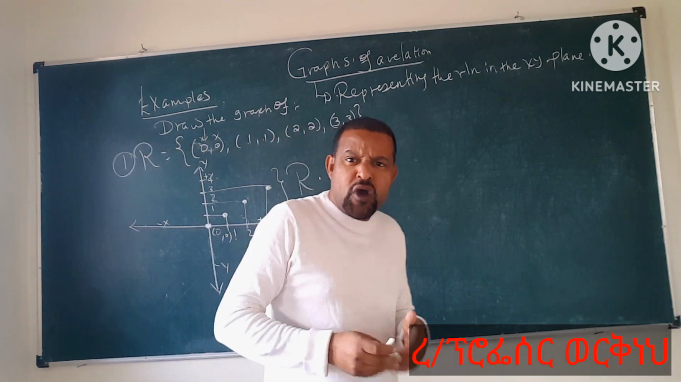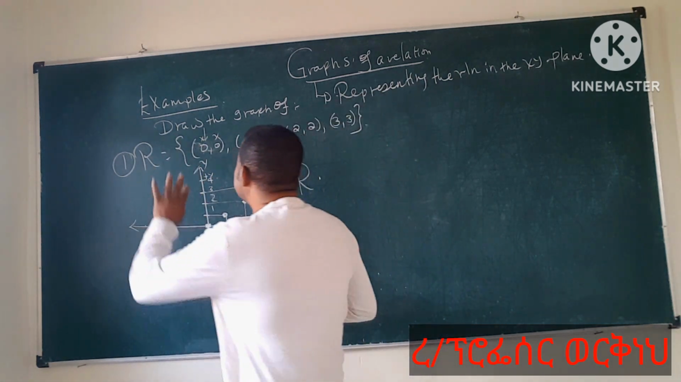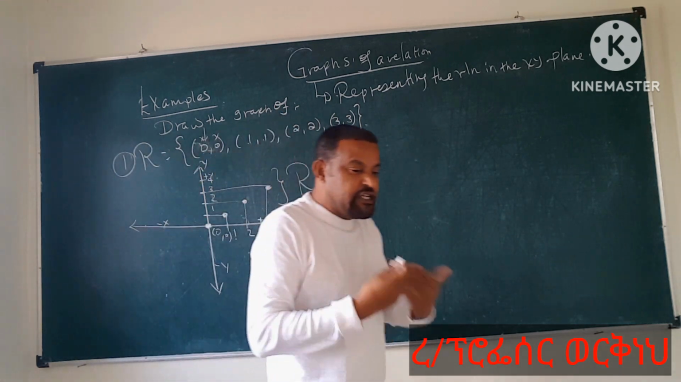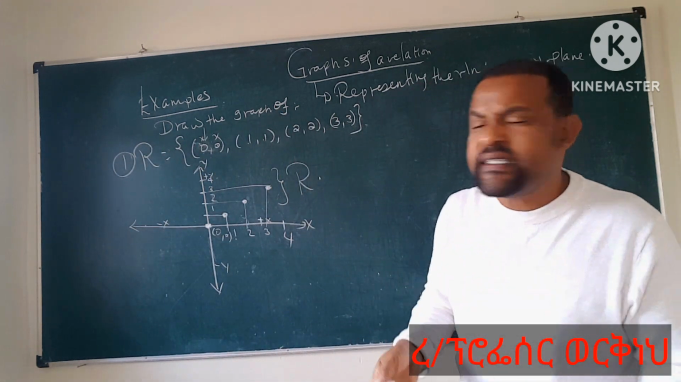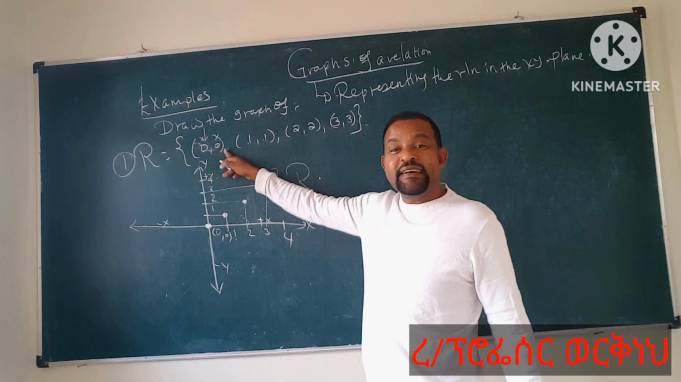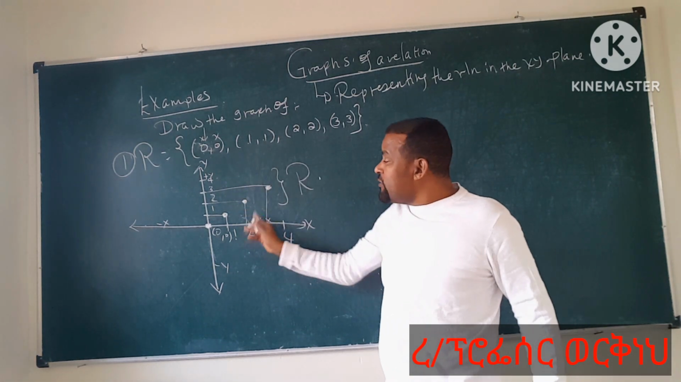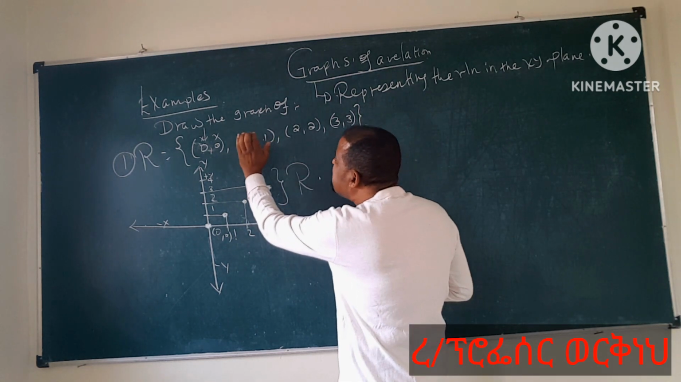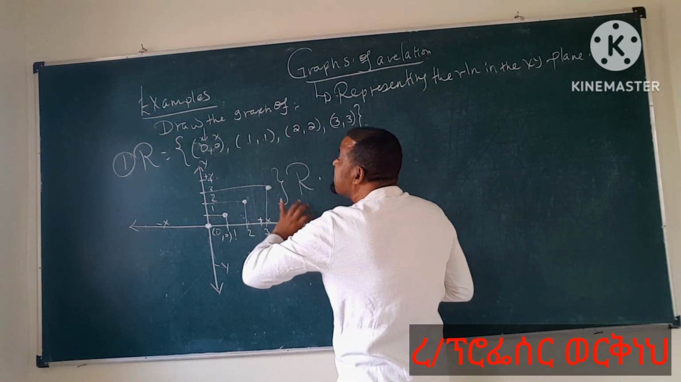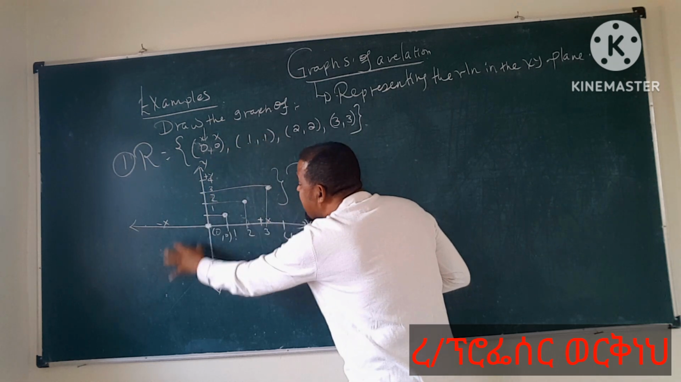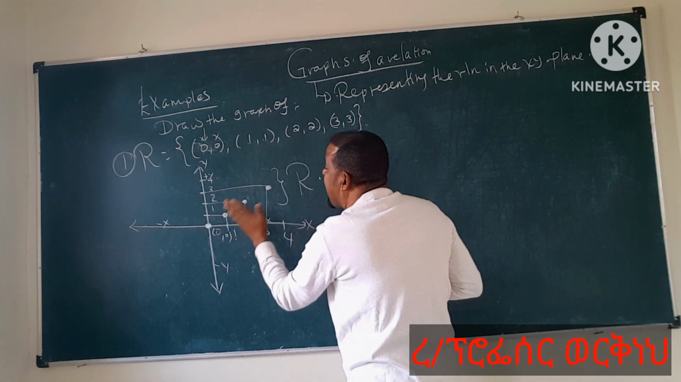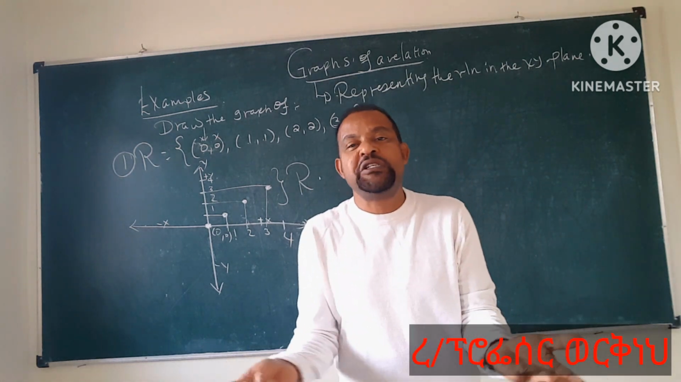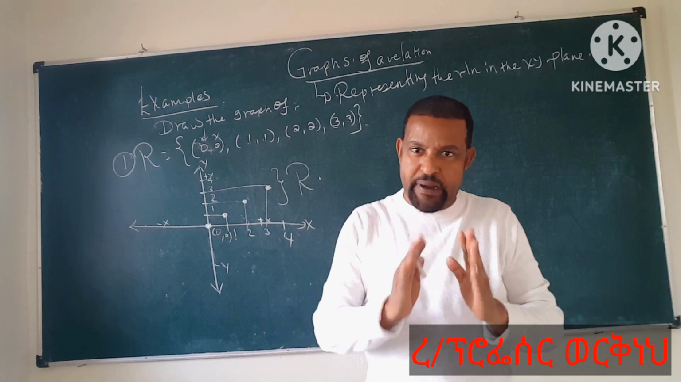This is the relation. First, this relation is described in the complete listing method. Secondly, what we have done is represent or display this relation in the XY coordinate plane like this. So graphing the relation is nothing but displaying or representing that relation in the XY plane.